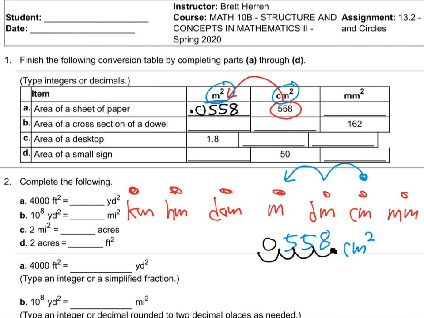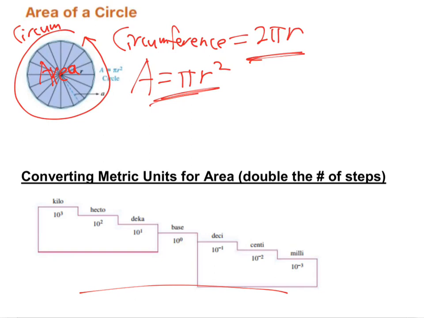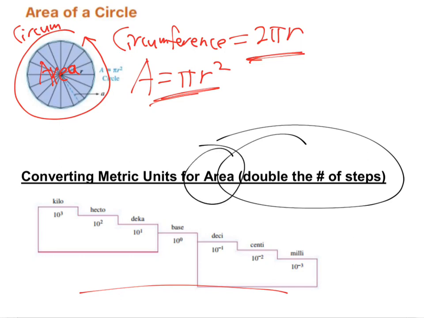Is that good? So everything's the same as how we were converting last time. You just double the number of jumps because you're doing area. It's not just centimeters, it's centimeters by centimeters, right? They're squared. There's 2 of them, so you just double it. I think I said that here. Yeah, there it is. Double the number of steps. That's what I'm showing you in your notes. For area, you just double the number of jumps.